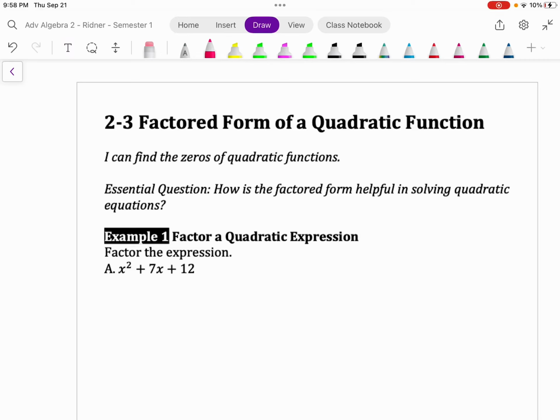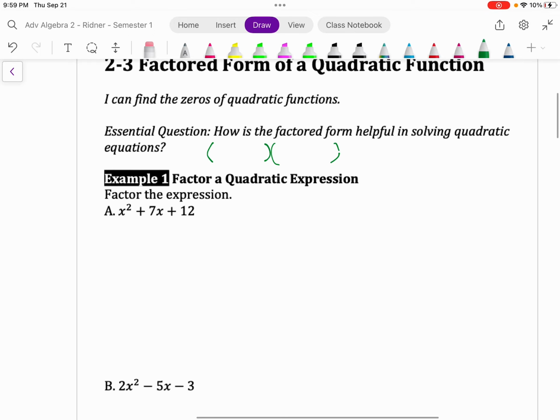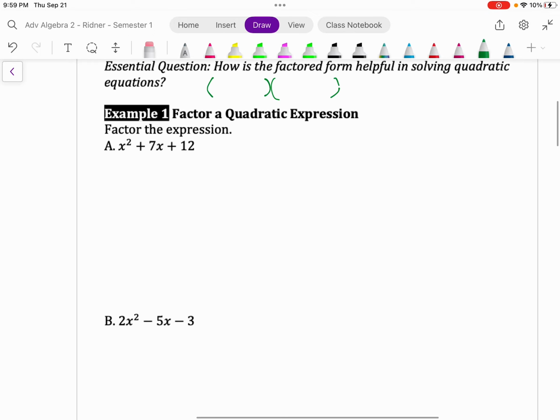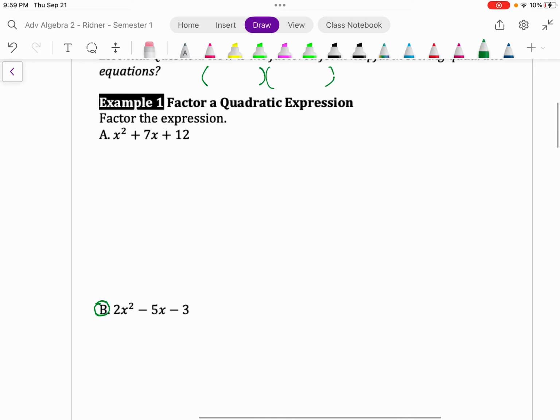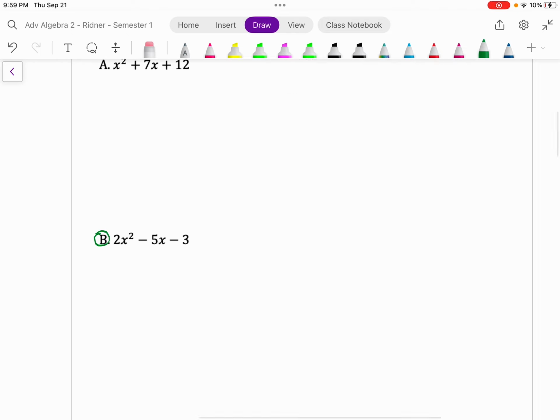2-3, factored form of a quadratic function. Factored form is when you do a binomial times a binomial. Where I'm actually going to do B first and then A, because you can use the method for B for A. However, A is just a special case where we can do something shorter, so I like to show B first. So recall that this is A, B, and C from our previous sections.